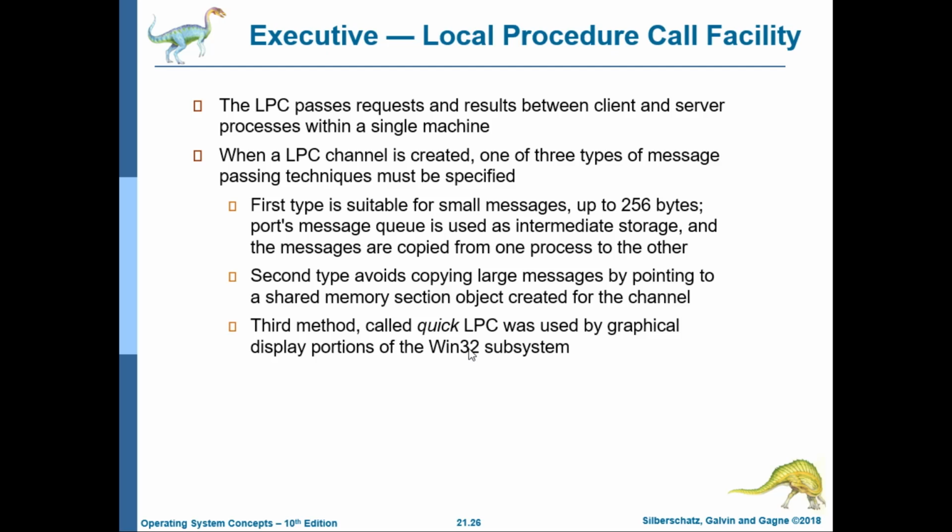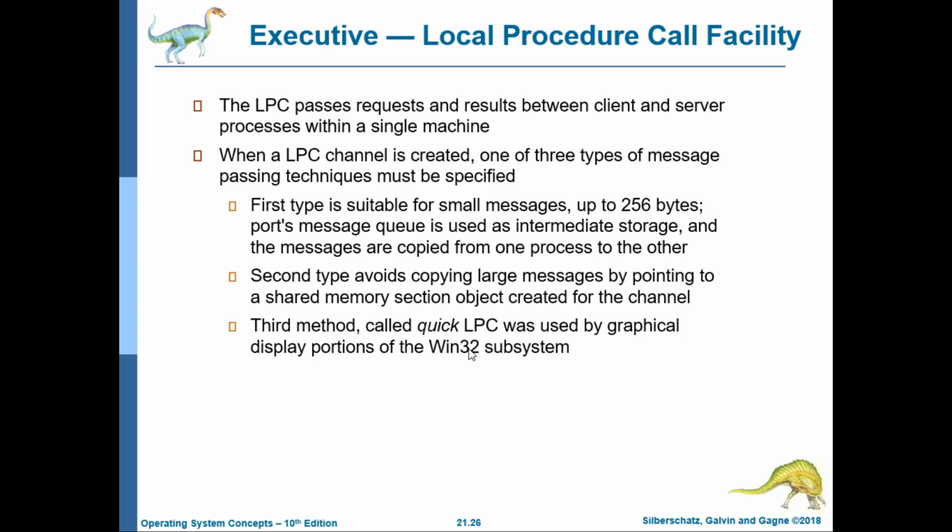So, for the local procedure call facility of the executive, the LPC, again, the local procedure call, passes requests and results between client and server processes within a single machine. And when an LPC channel is created, one of three types of message passing techniques must be specified. So these three message passing techniques, first type is suitable for small messages up to 256 bytes.